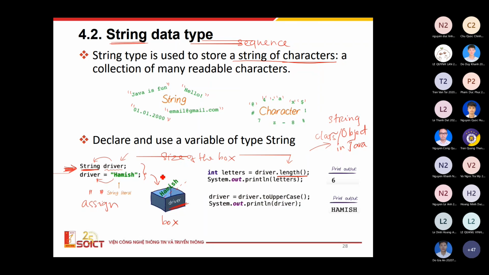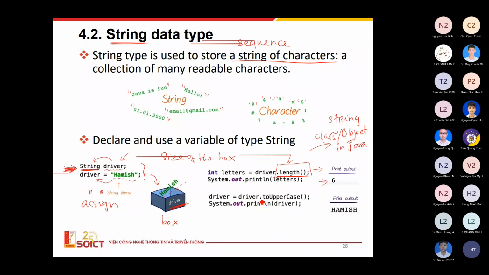So firstly, if you have a variable of the type string, you can use .length() with parentheses to get the number of characters in the string. For example, here you have Hamid. So the number of characters is 1, 2, 3, 4, 5, 6. So it will print 6 here.